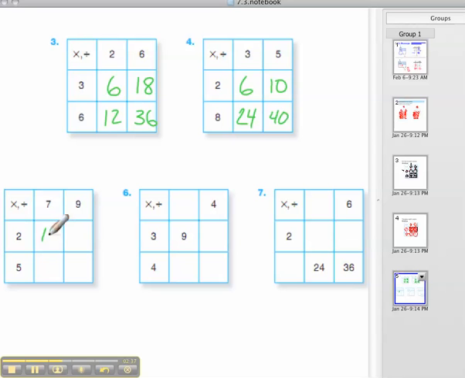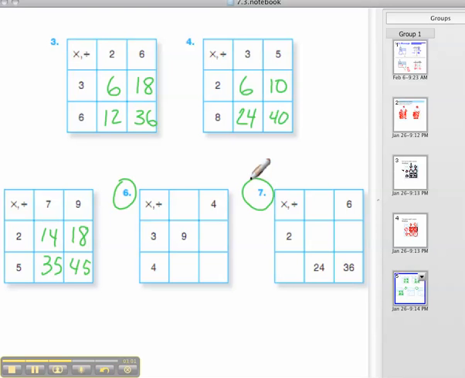7 times 2 is 14. 7 times 5, ooh, can you count by 5 7 times? That would be 35. 9 times 2, boys and girls, is 18. And 9 times 5 is 45.